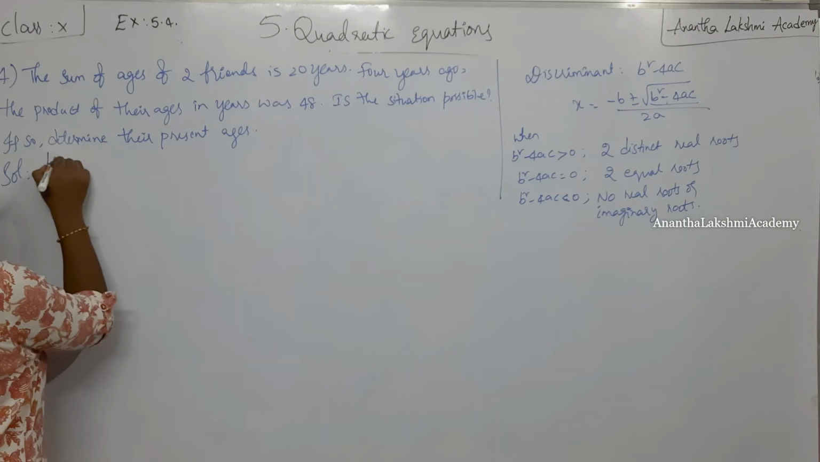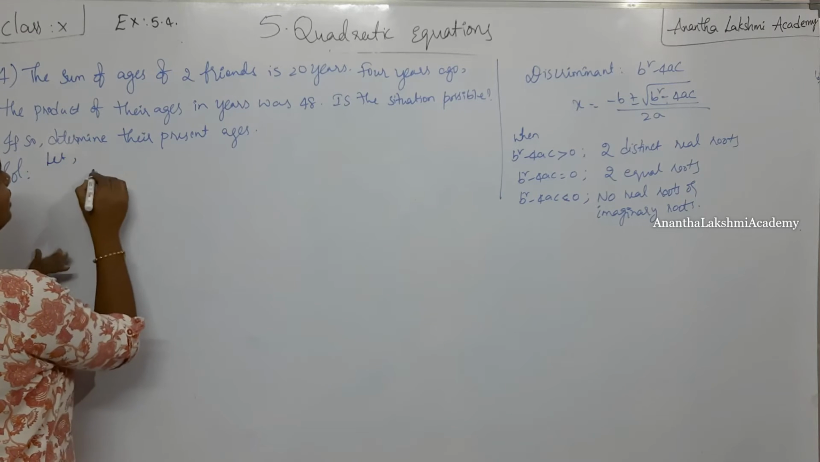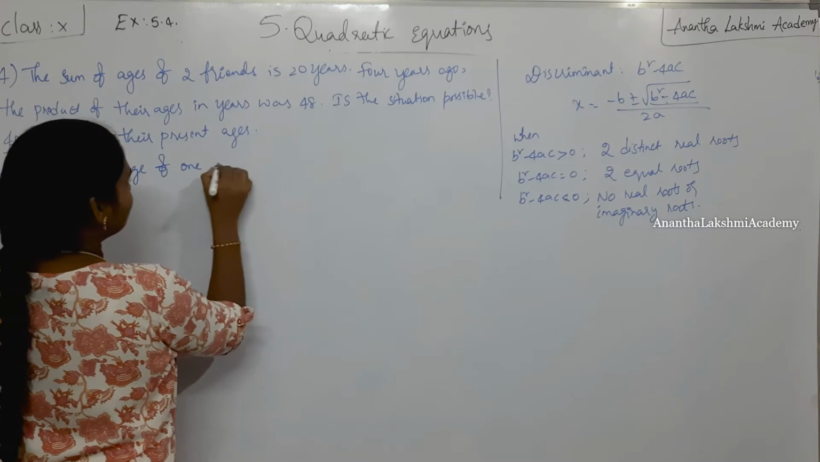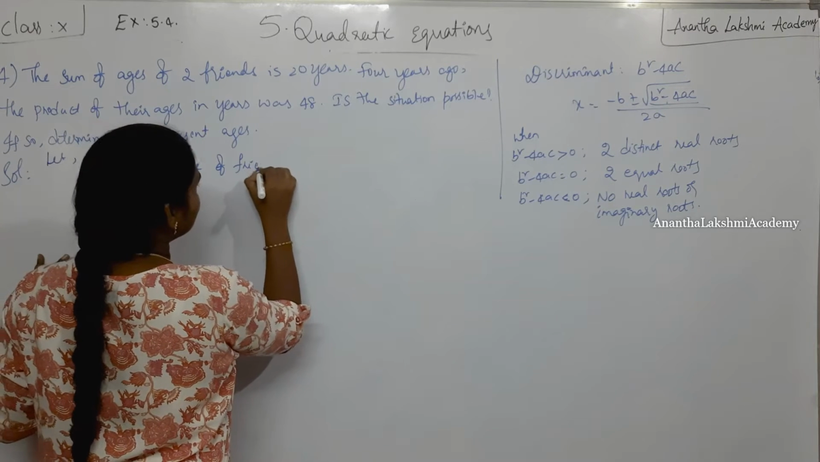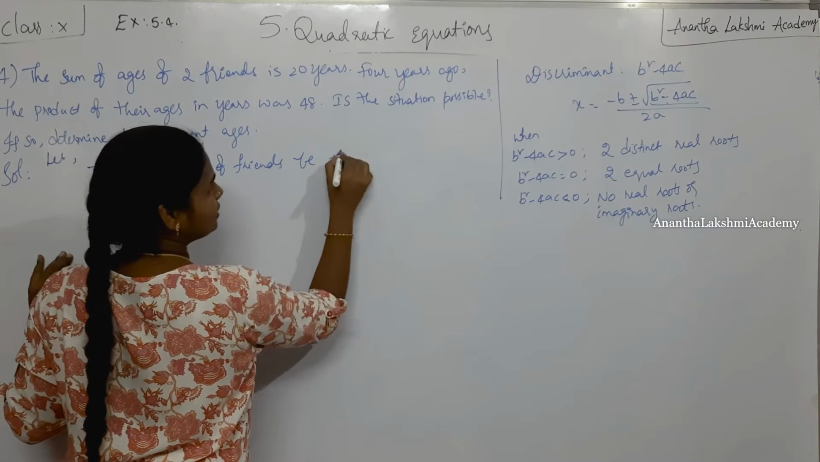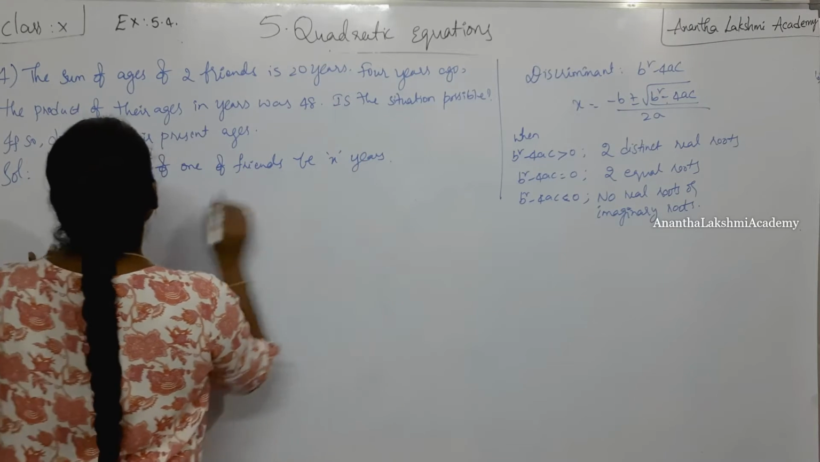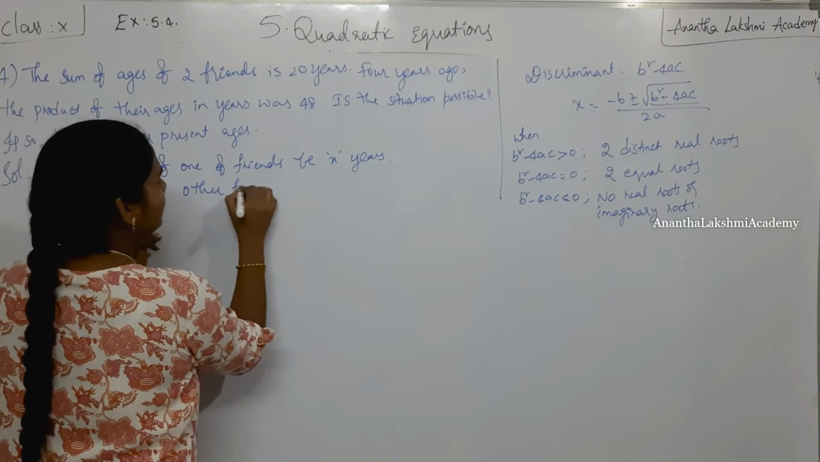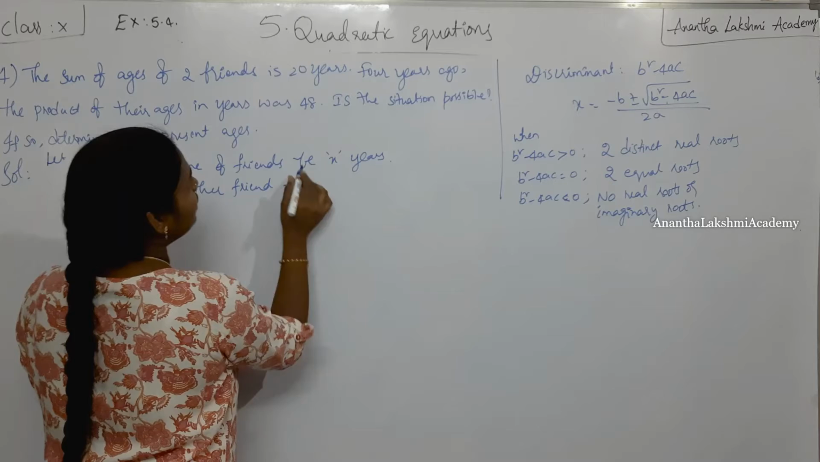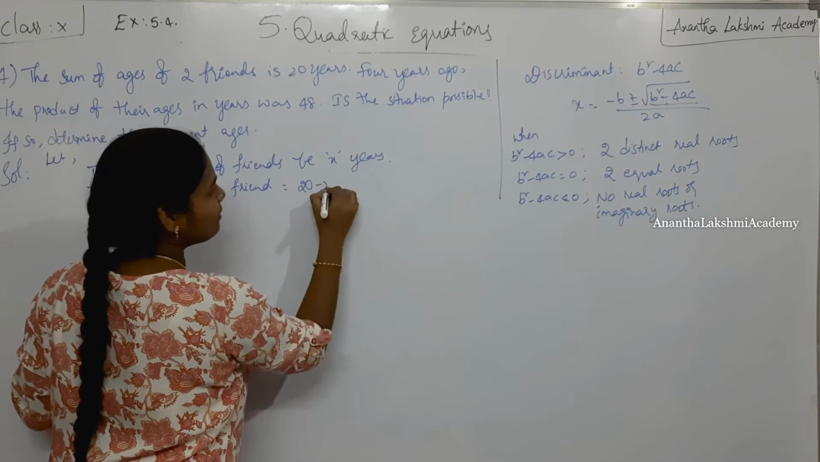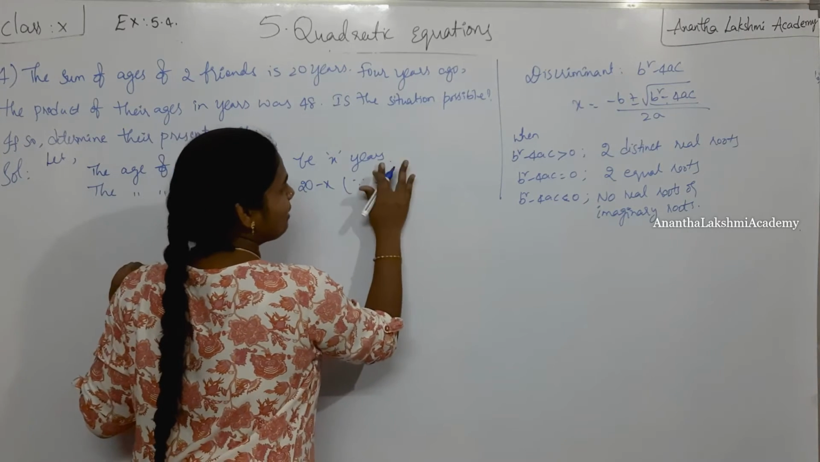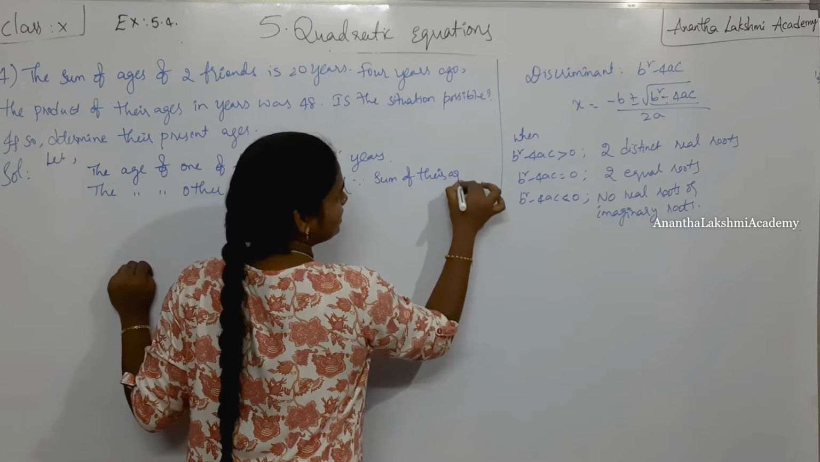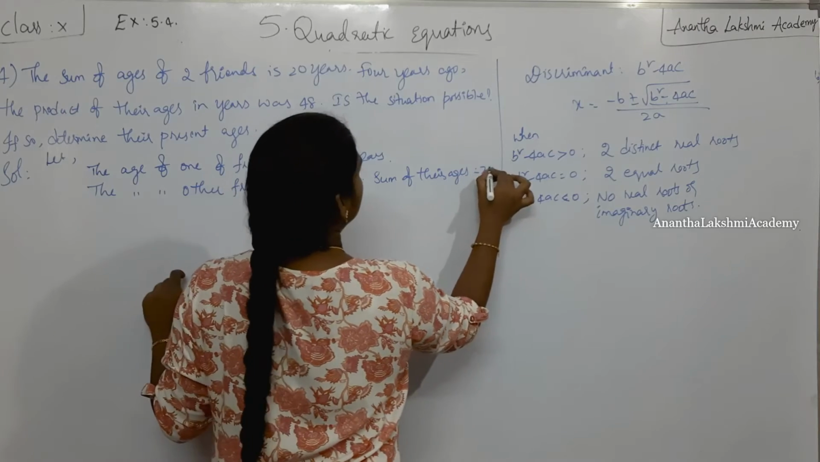So, let the age of one of the friends be x years. So what happens? The age of the other friend is equal to 20 minus x, since the sum of their ages is 20 years.